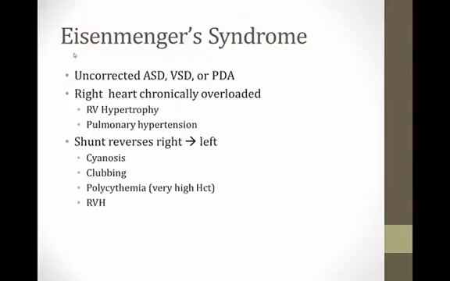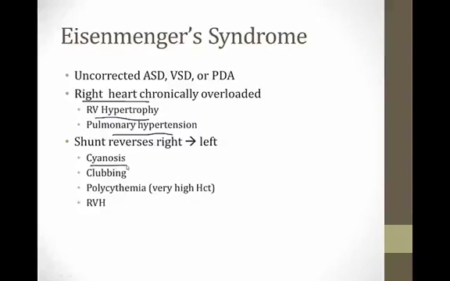So Eisenmenger syndrome is when a shunt through an ASD, VSD, or PDA reverses to start becoming right to left instead of left to right. This is what we've been talking about in previous slides. Chronic overload of the right heart leads to RV hypertrophy and pulmonary hypertension, and the shunt reverses.